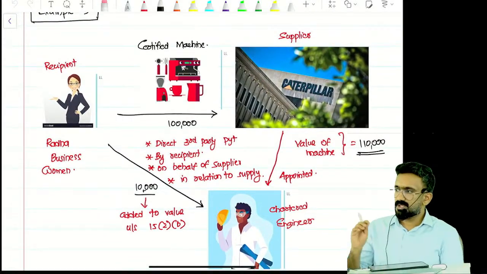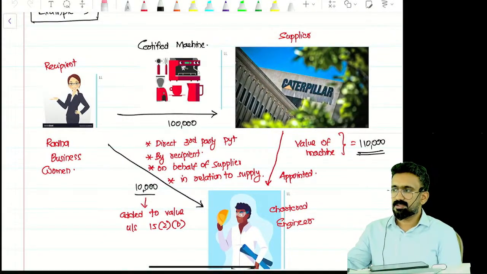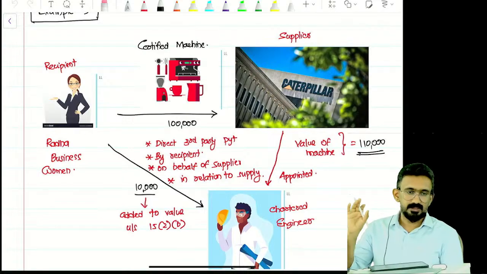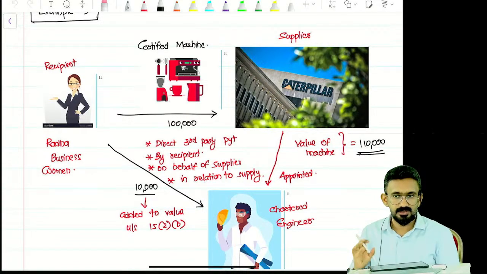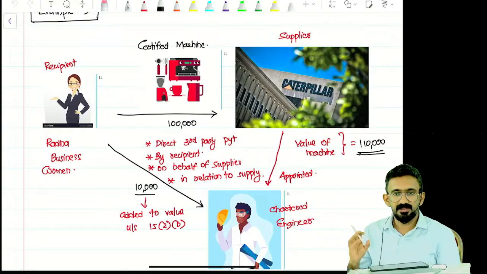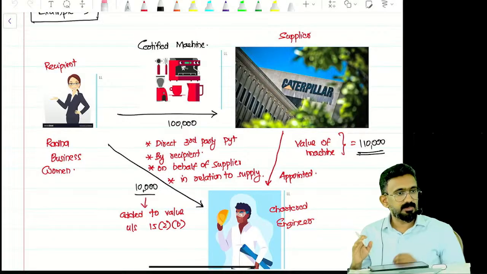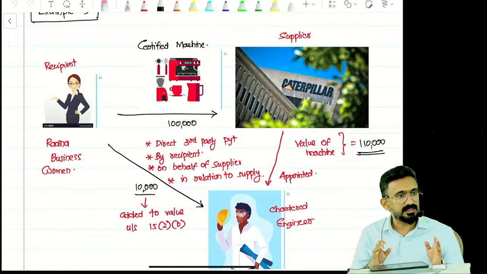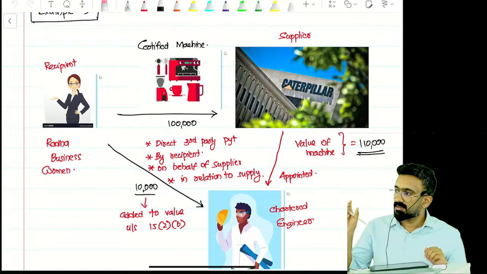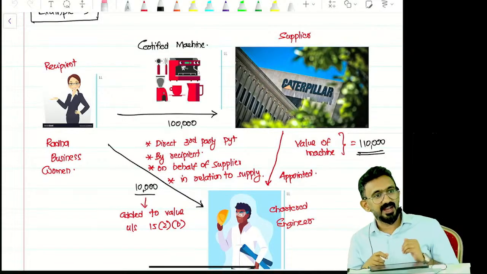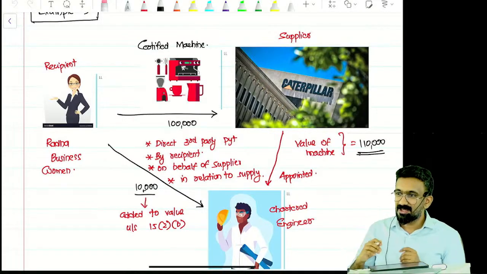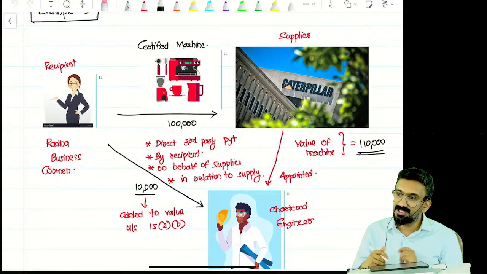Very simple thing. Caterpillar is a company which is going to sell a machine to Radha, and the machine requires a certification. Caterpillar had told Radha that the certification is not going to be done by a separate engineer. The total price of the machine is 1,10,000. But Caterpillar, the supplier of machinery, told Radha, do one thing, pay us only 1 lakh. You can reduce the 10,000 and pay it to the third party directly.